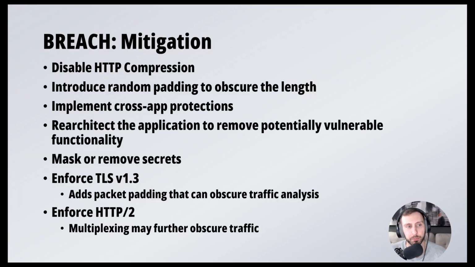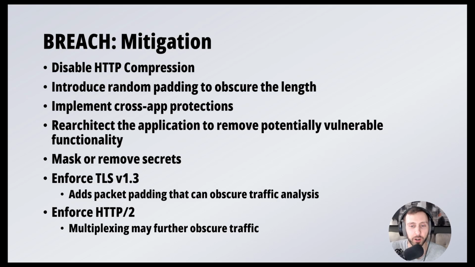So how do we mitigate breach attacks? Well, we can disable HTTP compression, and that's a perfect mitigation. If there's no compression, you really can't do this attack. That said, compression can be quite significant in reducing the amount of network traffic that is being sent. So for performance reasons, it may make sense to maintain compression. So there are other mitigations as well. Random padding can be introduced to obscure the length. Cross-app protections can be implemented, like all the ones we've talked about. For example, restricting when cookies are going to be sent using SameSite.